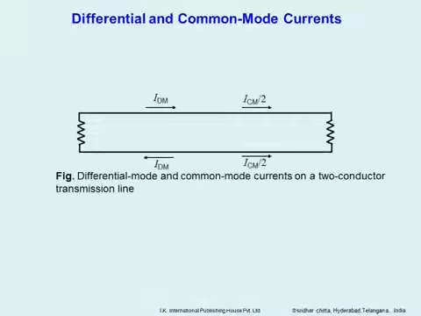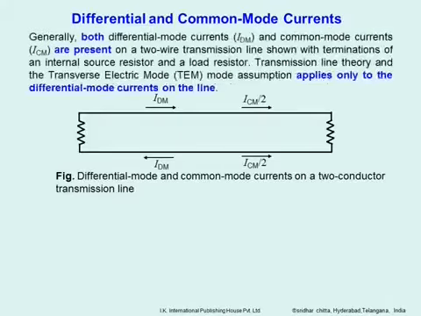Generally, both differential mode currents IDM and common mode currents ICM are present on a two-wire transmission line shown with terminations of an internal source resistor and a load resistor. Transmission line theory and the transverse electric mode or TEM assumption applies only to the differential mode currents on the line.